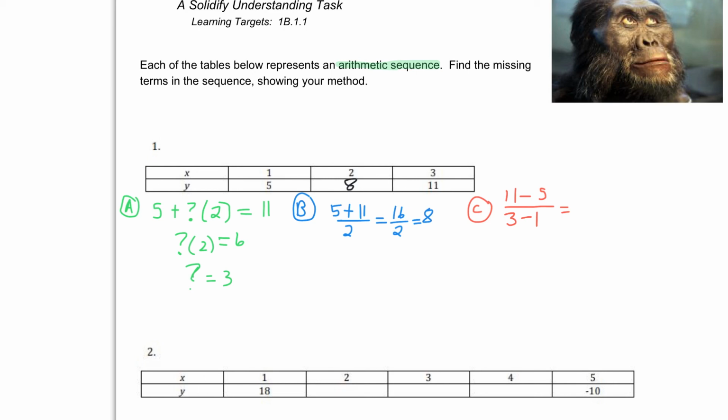So 11 minus 5 will give us 6. And 3 minus 1 will give us 2. 6 divided by 2 would give us 3 as that common difference. Just like in strategy A, we found the common difference. Using that slope formula is another way to find that common difference, telling us that we're adding 3 each time. And then letter D, one other option that you do have would be a guess and check method. And that's just guessing some numbers, making sure that you have the right common difference. So those are 4 different ways that you could have gone about finding that middle term for number 1.